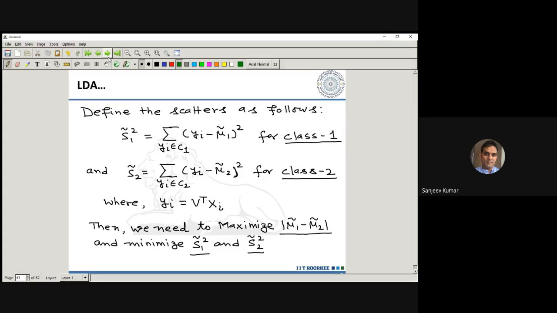So here I will make two scatter matrices for class 1 and class 2 patterns after projection, and I want to keep the scatter minimum after projection. So I have to minimize S1 tilde square plus S2 tilde square. That is the scattering matrix of class 1 after projection, and this is the scattering matrix for class 2 after projection. At the same time I have to maximize mu1 tilde minus mu2 tilde. So this I have to minimize, this I have to maximize.